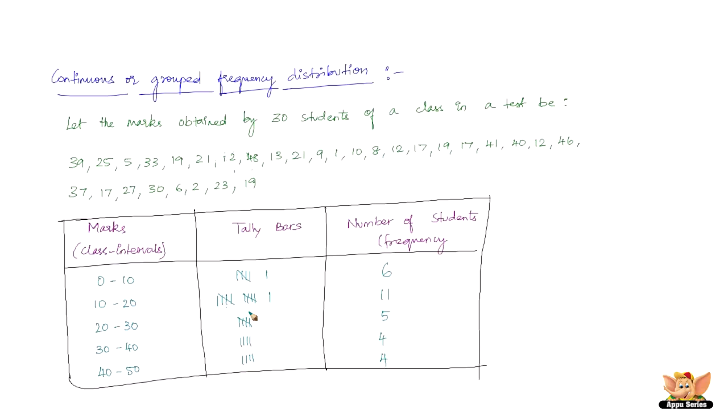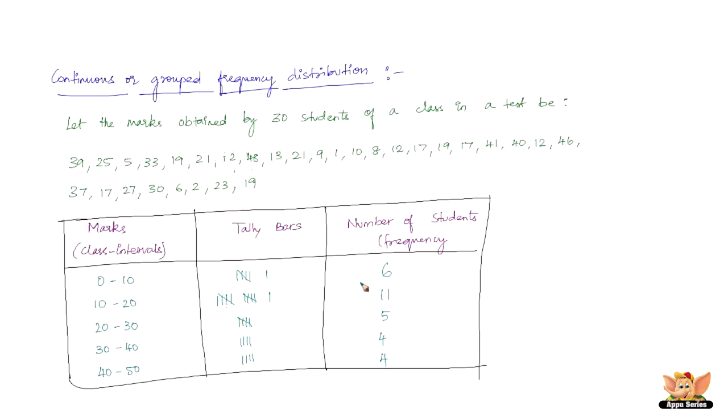So this is how we write the bars, and the number of students getting the marks between 0 to 10 is 6. Similarly, between 10 and 20, there are 11 students. Between 20 and 30, 5 students. 30 and 40, 4 students. 40 and 50, 4 students. So this is how the continuous or grouped frequency distribution is constructed.